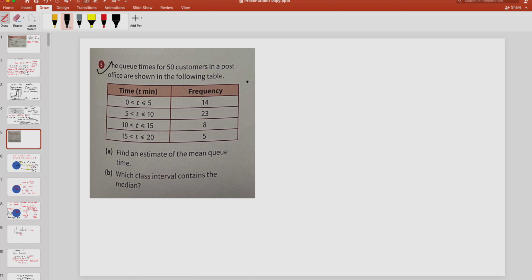So this is called a frequency table. Can you see the word frequency here? Yeah. So how do you make the table? Over here is the queue time for 50 customers. How do you ensure that, if it's 50 customers, they should add up to 50? Can you help me see whether they add up to 50?